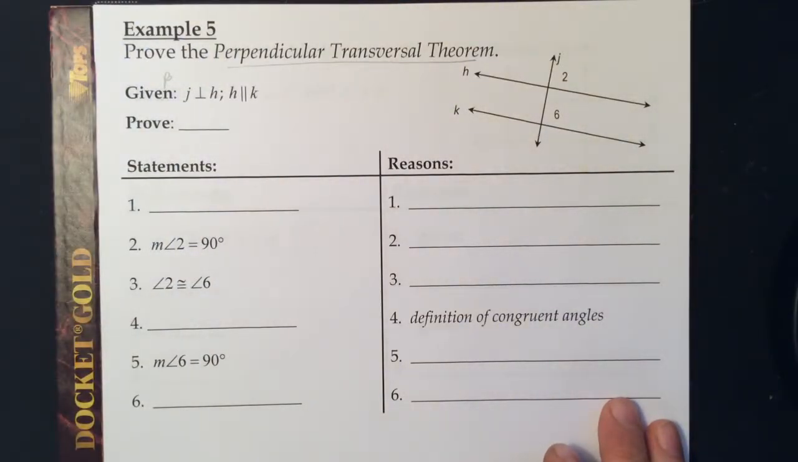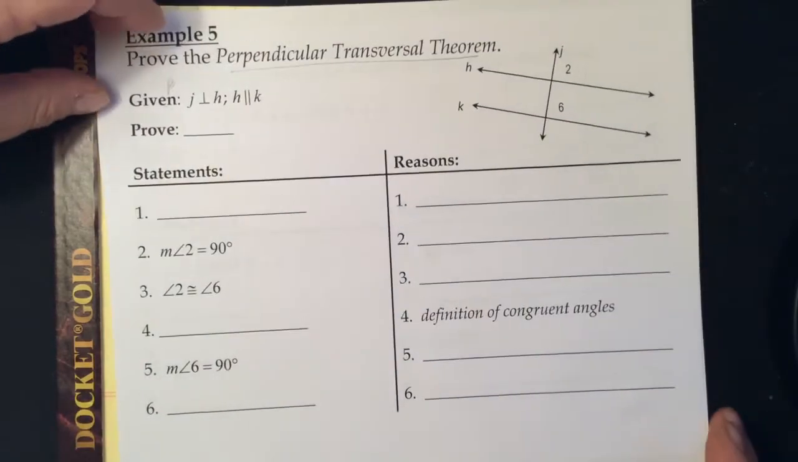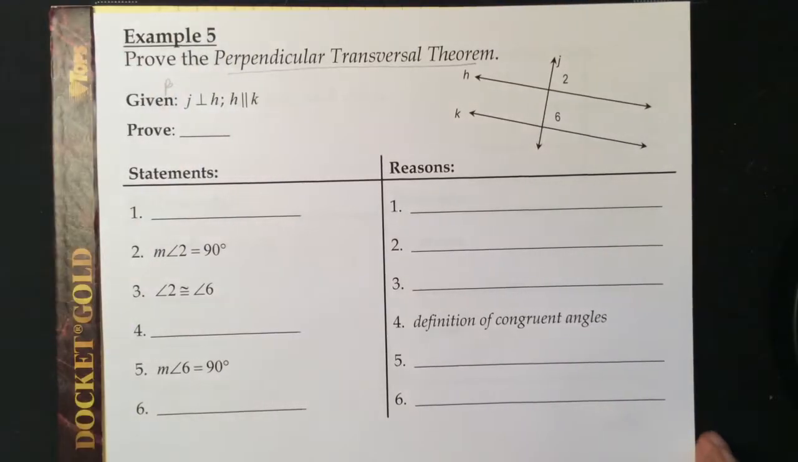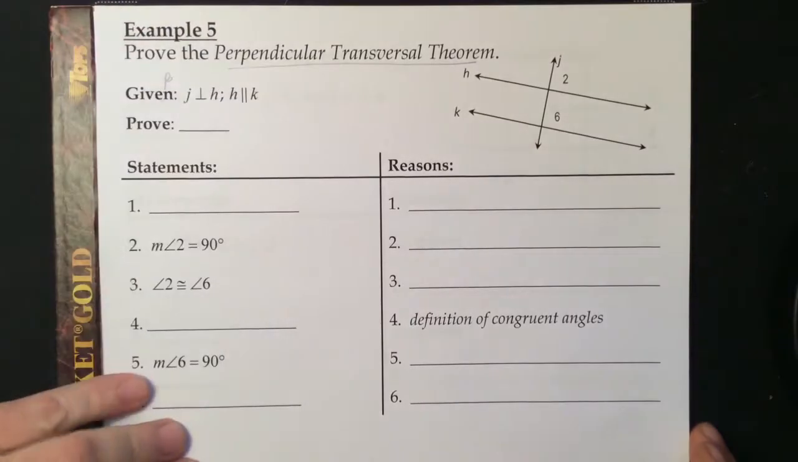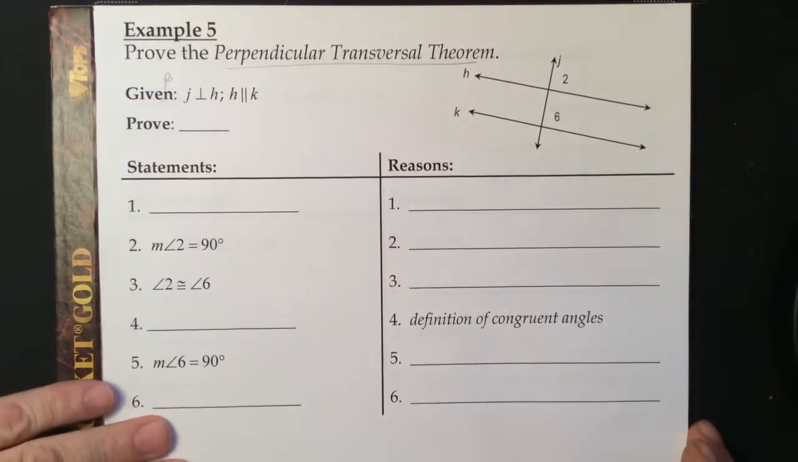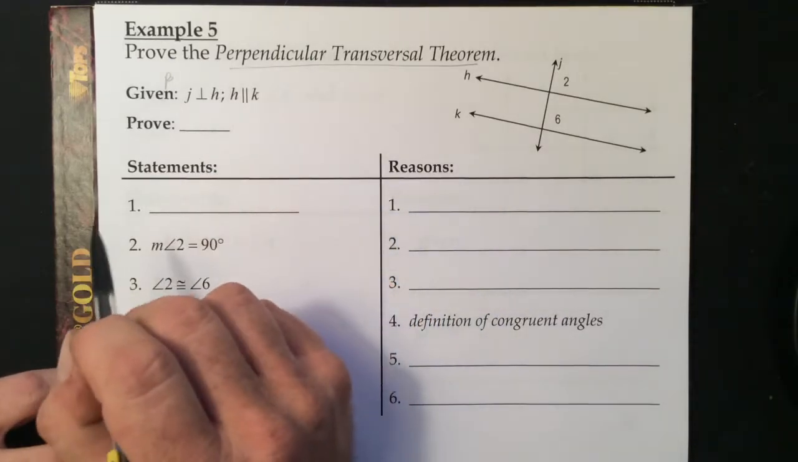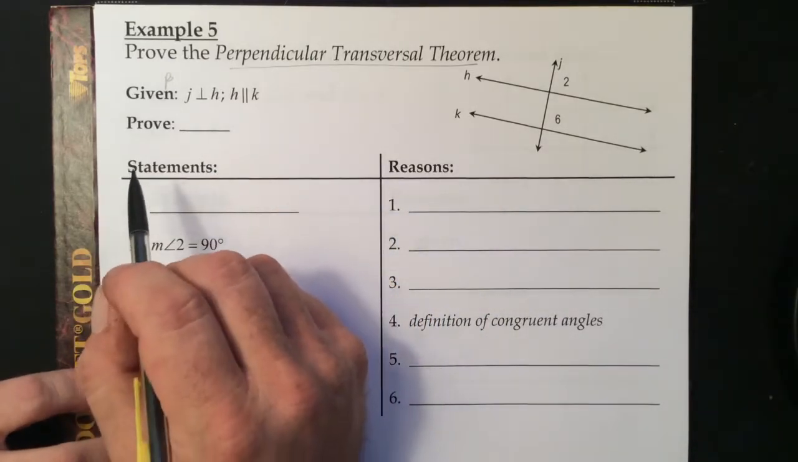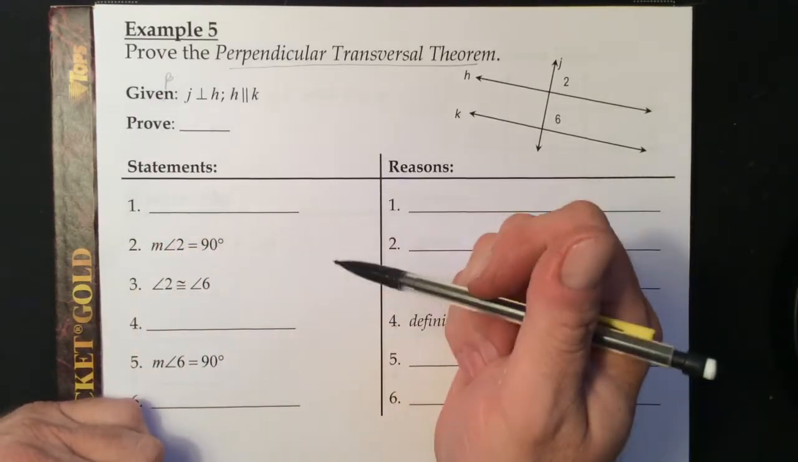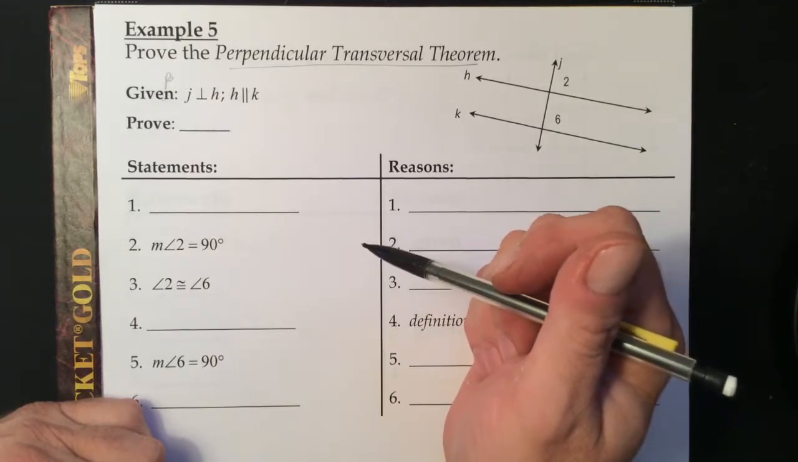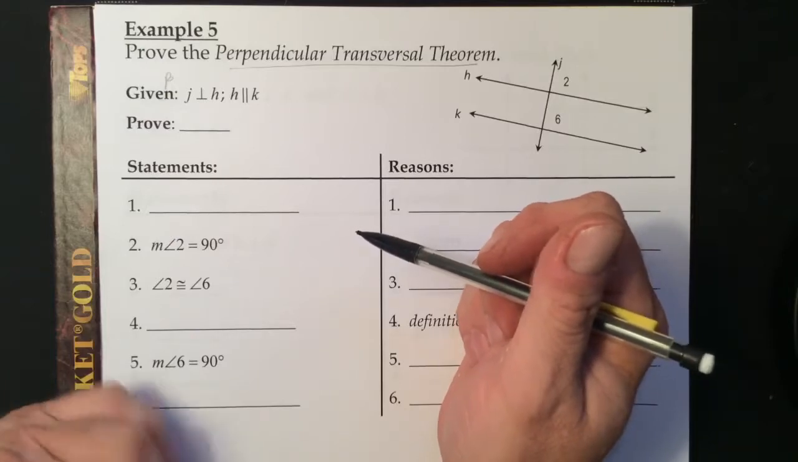Example 5. In example 5, you'll prove a theorem involving a combination of parallel and perpendicular lines. So we're on to those particular set of theorems. All right. So here we have the perpendicular transversal theorem, which states in a plane, if a line is perpendicular to one of two parallel lines, then it is also perpendicular to the other line.